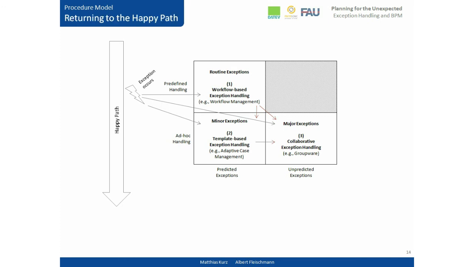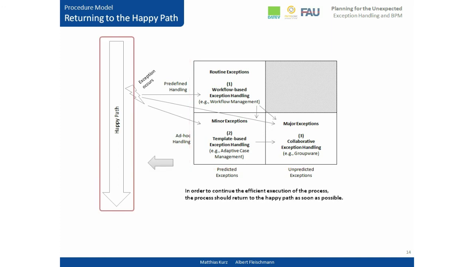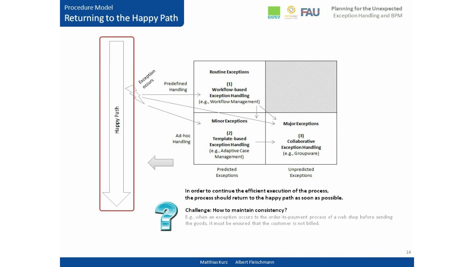Okay. The next part is that we have successfully resolved our exception. How can we resume the happy path? Obviously the objective is to resume the happy path as fast as possible, but we need to maintain consistency. Consistency means that, for example, when we have an order-to-purchase process and a customer does not cancel the order, but an order item from this order, we have to ensure that the actual invoice that is sent to the customer is consistent with the modified order.